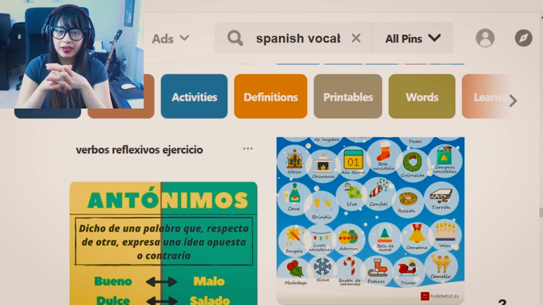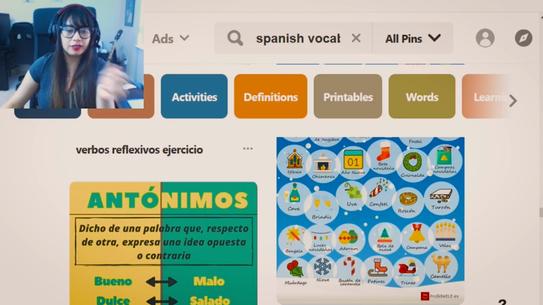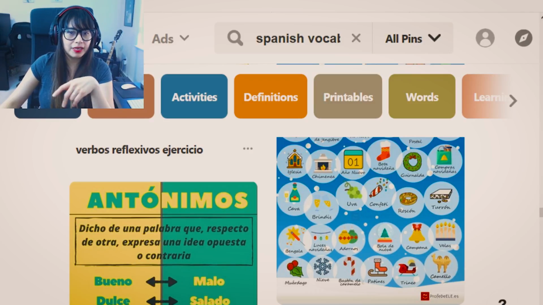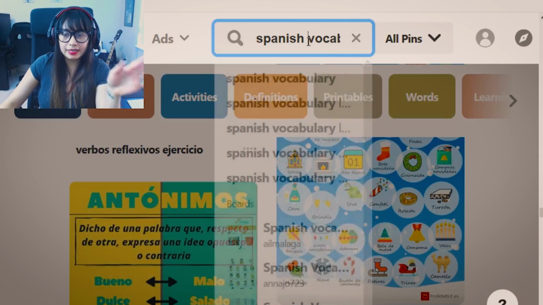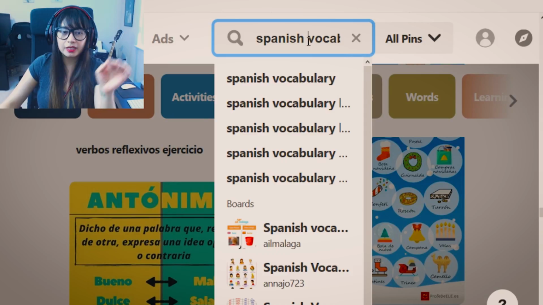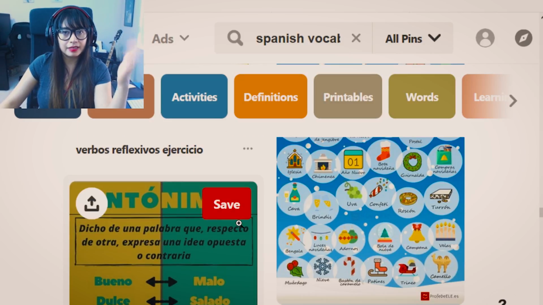Okay, let's get started. So for this, I'm going to use Pinterest. Pinterest, you know, I kind of love that website. So what I did is I typed in Spanish vocabulary and let's see what we can find.